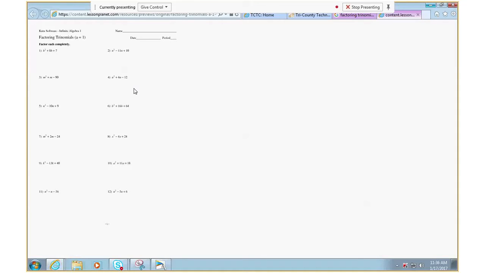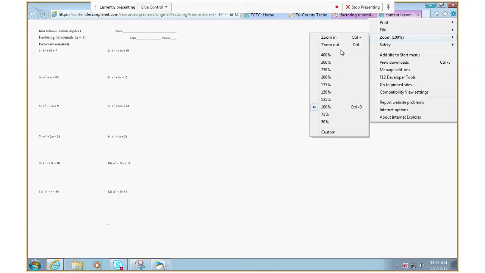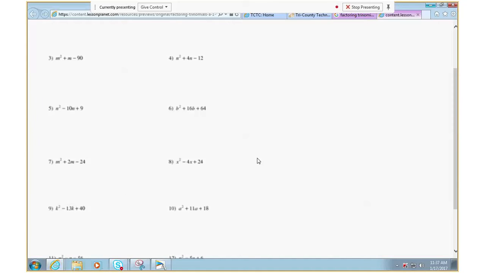Okay, there's a couple. Of course, I can't blow it up. Maybe I can, but it'll probably distort it. Well, maybe you can see it.